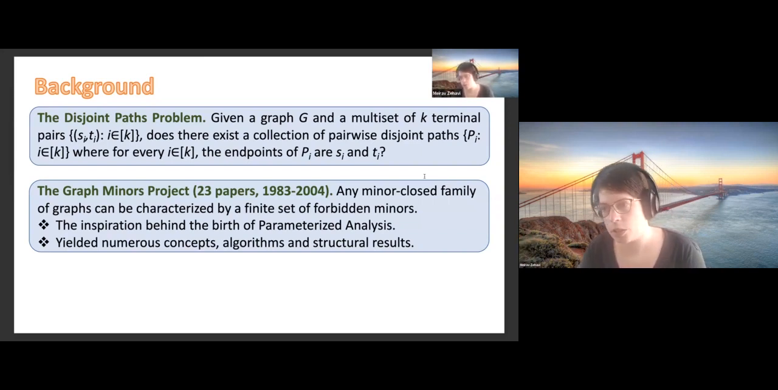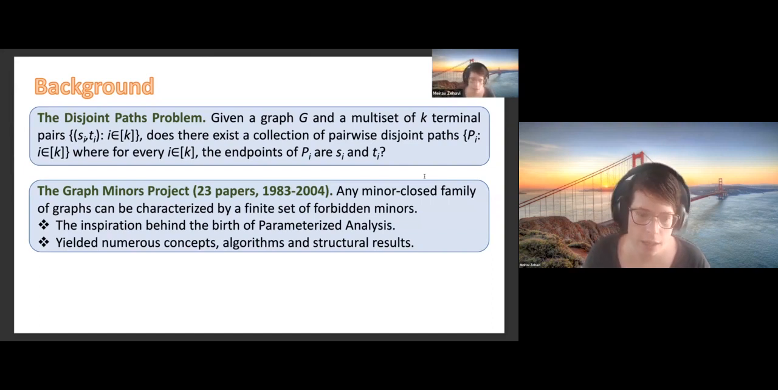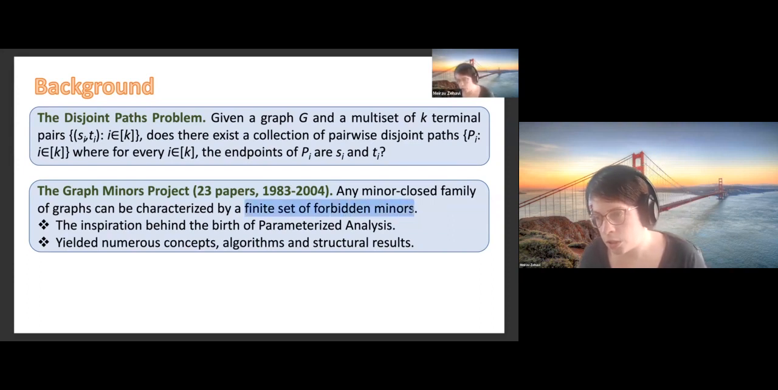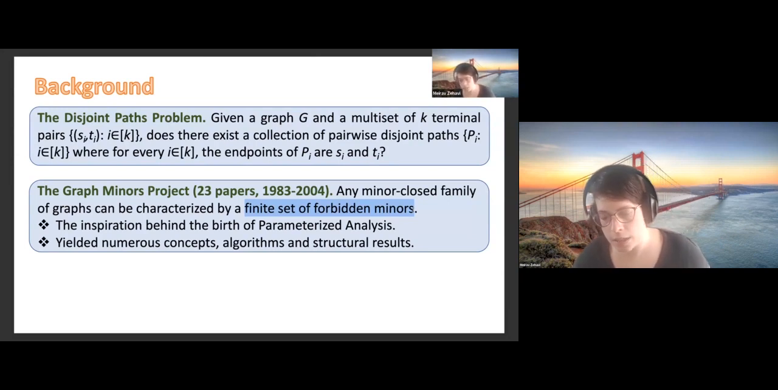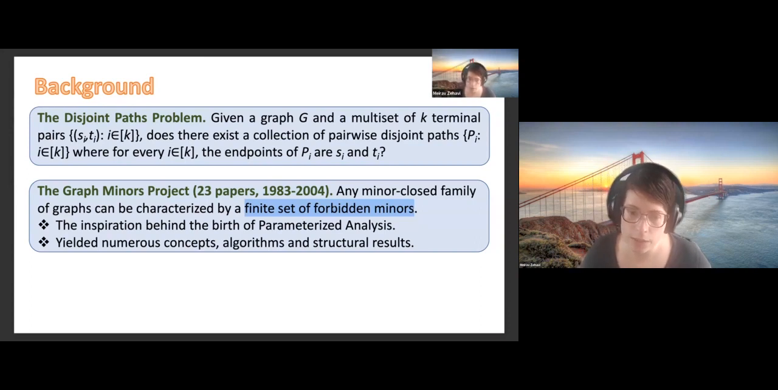If you have a forest and you delete a vertex, contract an edge or delete an edge, you still have a forest. So any minor closed family of graphs can be characterized by a finite set of forbidden minors. You have a finite set of graphs, and given a graph, it belongs to your family if and only if it doesn't have this and this and this graph as a minor. You cannot contract and delete to get one of the graphs in the forbidden set. So why is this so important?